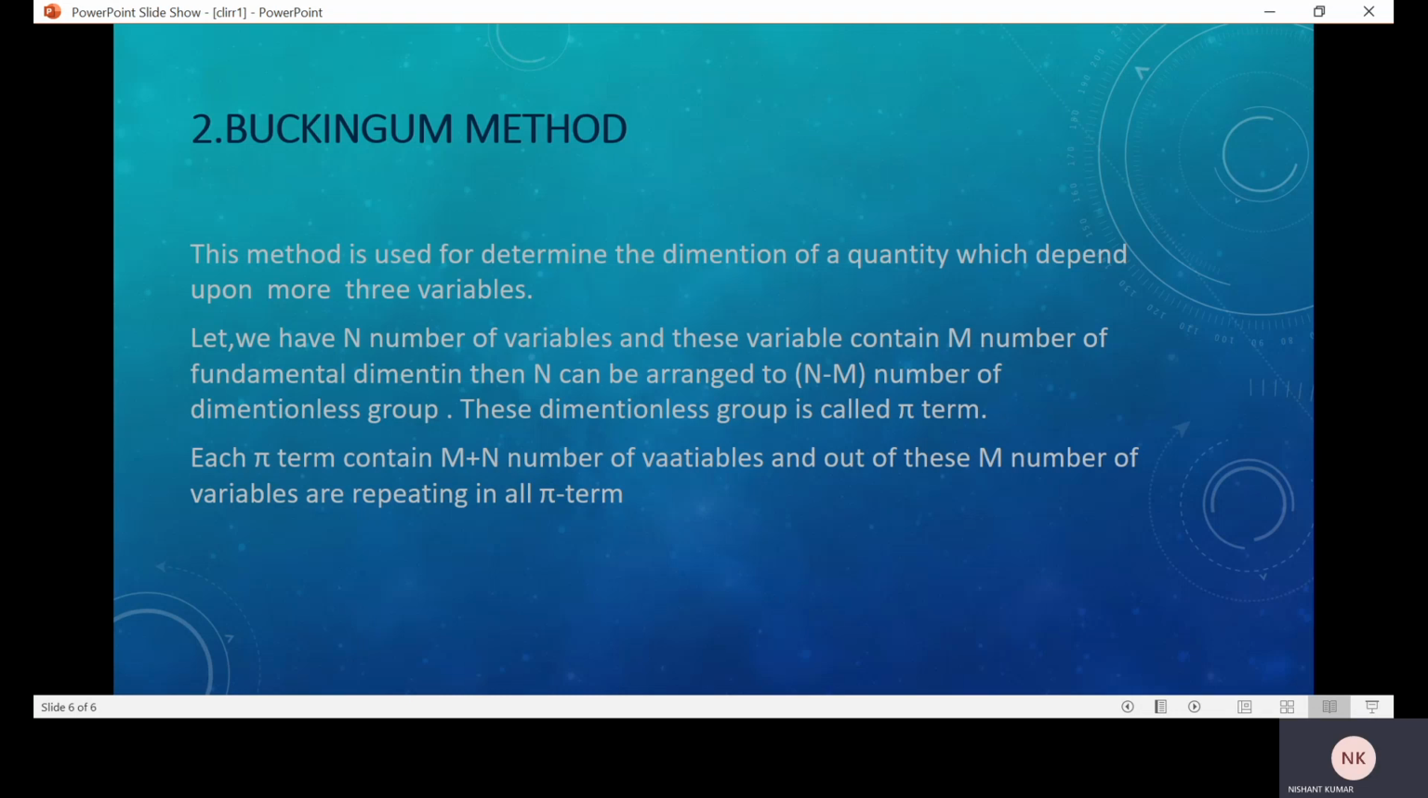The second method is the Buckingham method. This method is used to determine the dimension of a quantity which depends upon more than three variables. We have n number of variables. Then these variables contain m number of fundamental dimensions. Then the n variables can be arranged into n minus m dimensionless groups. These dimensionless groups are called pi terms. Each pi term contains m plus one variables, and out of these, m variables are repeating in all pi terms.